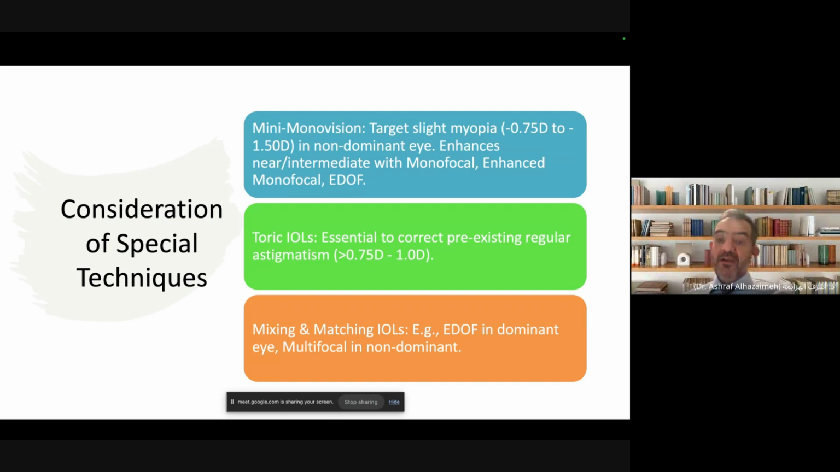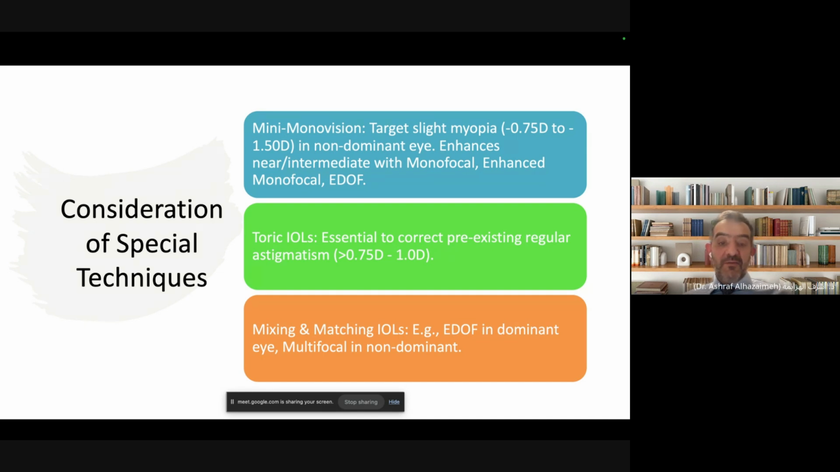Another consideration as an alternative to the multifocal IOLs is something called monovision. Monovision means that we correct both eyes with a different post-operative target, like targeting minus 0.75 to minus 1.5 in the non-dominant eye, while targeting emmetropia in the dominant eye. So both eyes will work together. This works well with the enhanced monofocal, or EDOF, as an alternative to the trifocal IOL.